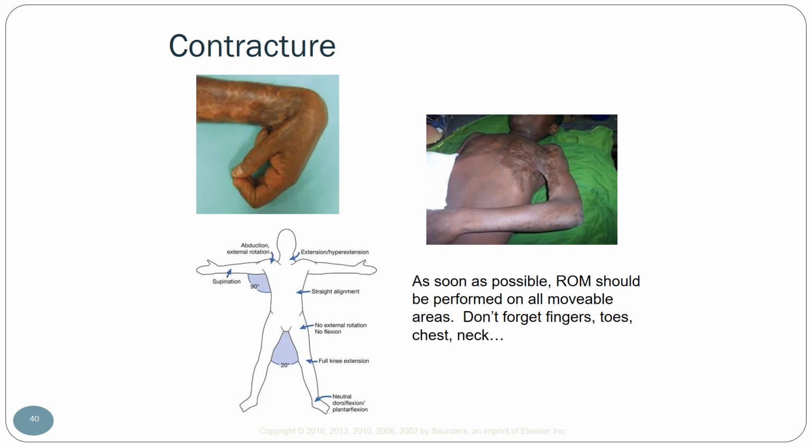In the last stage of healing, we're concerned. I mean, we're concerned throughout about prevention, but in the last stage of healing, the patient can develop contracture. If they aren't moving an area of the body during the healing process, a large amount of scar tissue is going to form, and it could cause permanent immobility of a limb or an area of the body. So, as soon as possible, range of motion has to be performed on all movable areas.